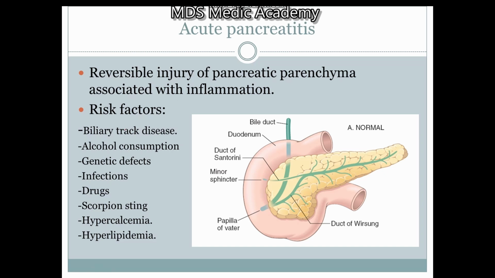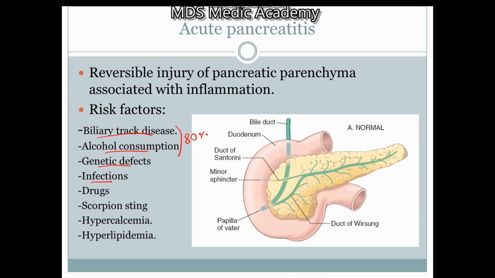The risk factors for acute pancreatitis include biliary tract diseases such as gallstones, and alcohol consumption. The biliary tract disease and alcohol consumption almost constitute 80% of causes of acute pancreatitis in the West. So there may be genetic factors that may be involved in acute pancreatitis. Infections such as mumps are known to cause acute pancreatitis.